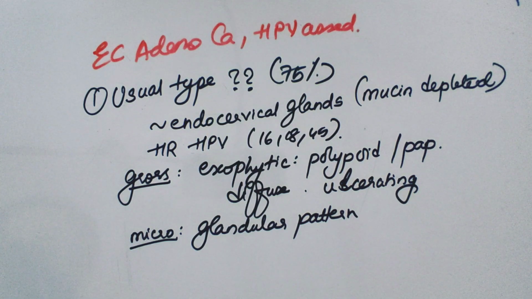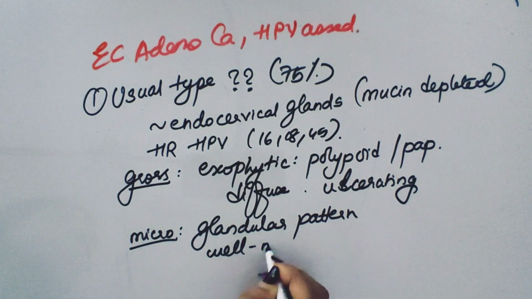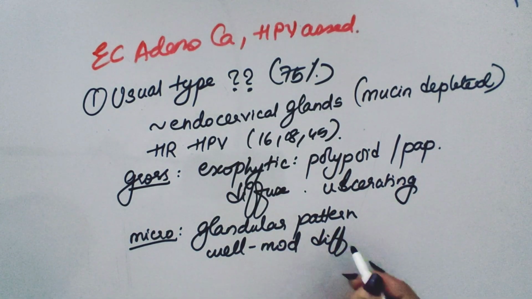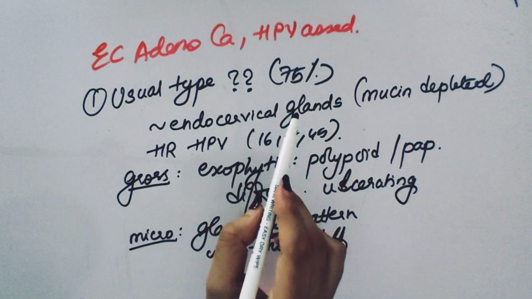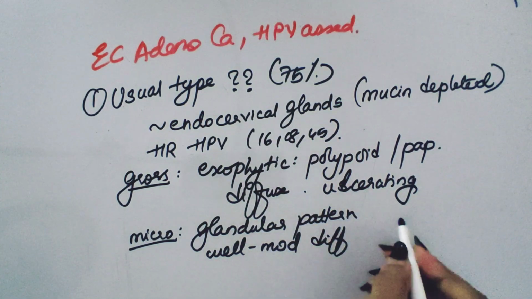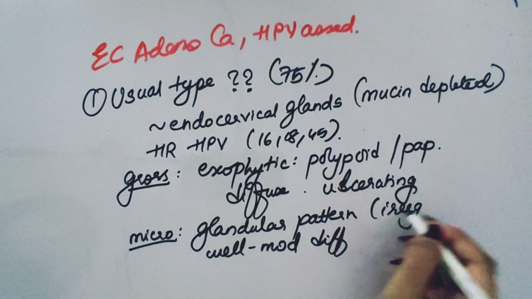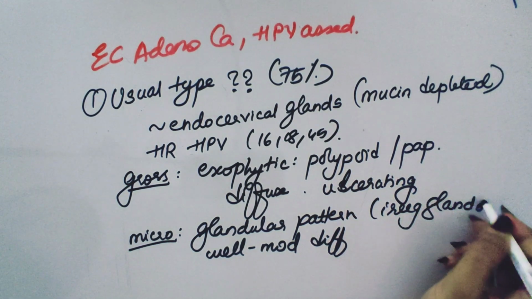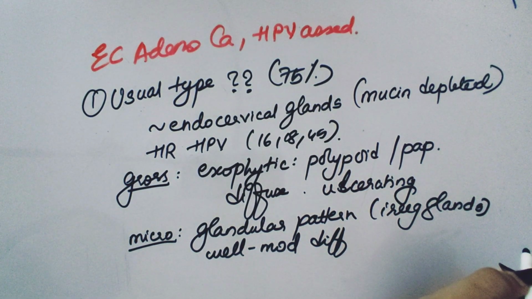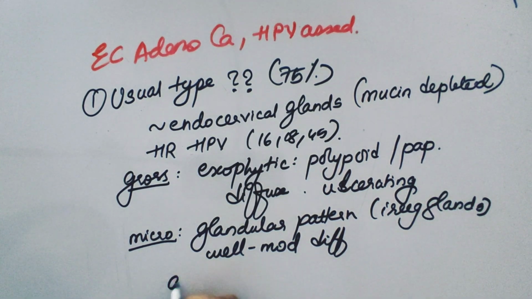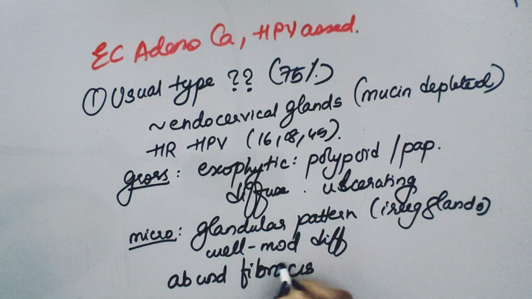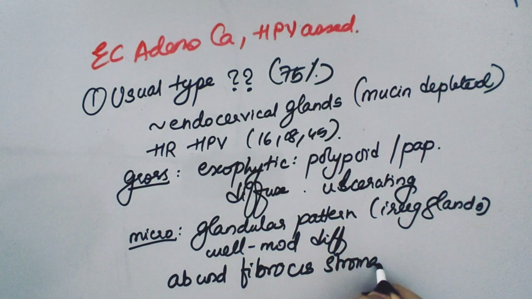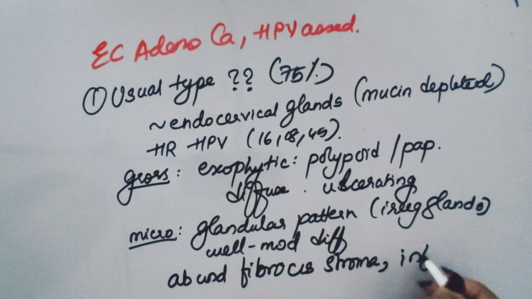And in the glandular pattern, you will see well to moderately differentiated glands. The glands are lined by the endocervical glandular epithelium, that is a columnar epithelium which is mucin depleted, and you can also see irregular glands. There is associated abundant fibrous stroma, and there is dense inflammation.